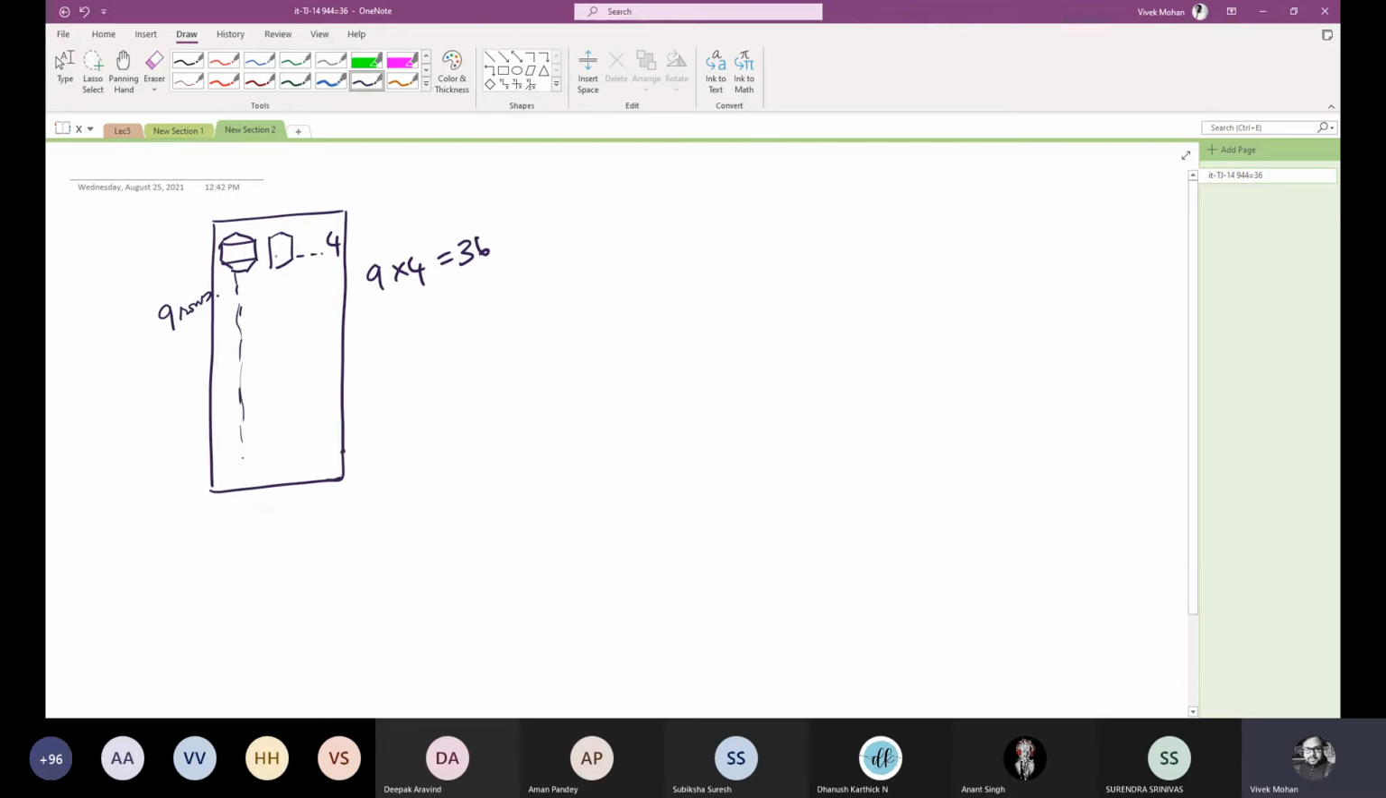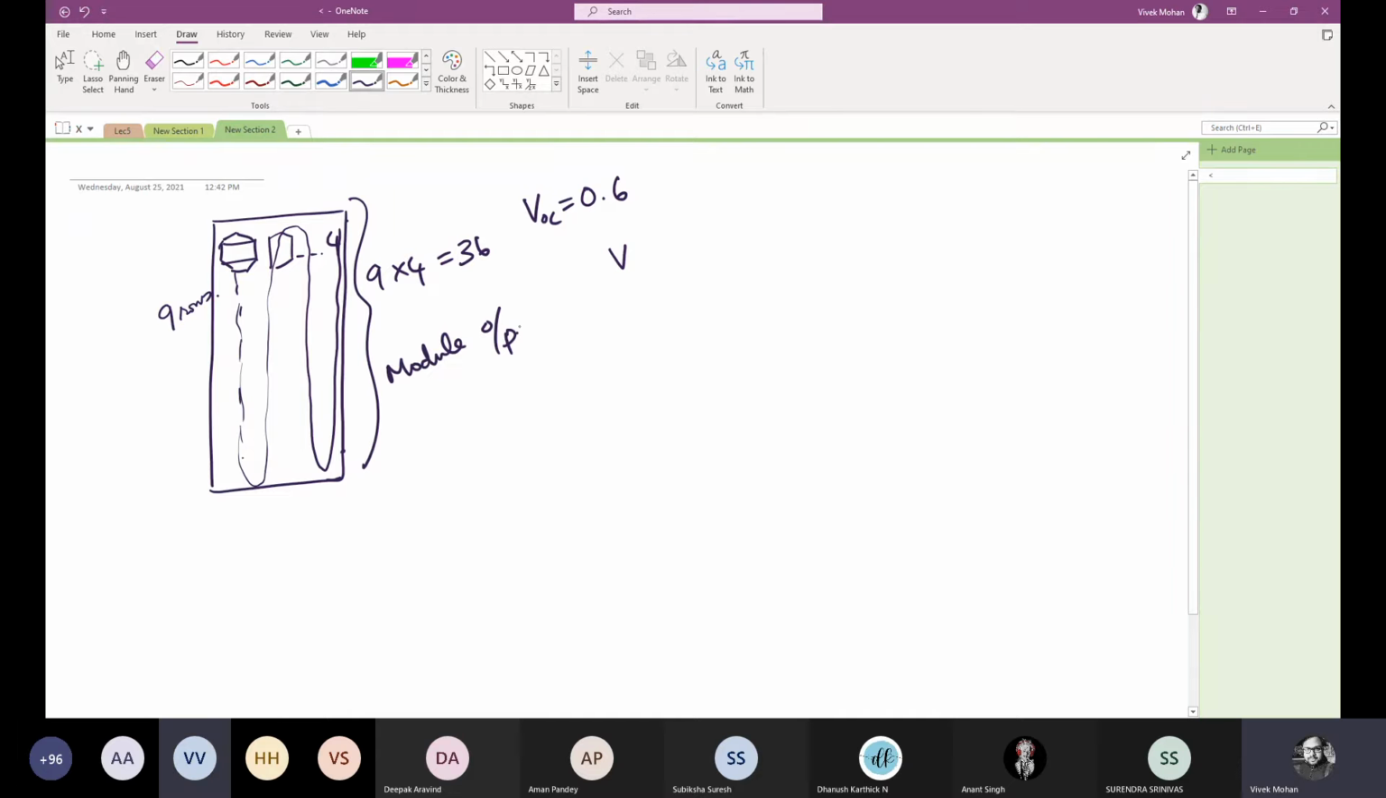So the connection is like this. They are connected in series. Then what is the total voltage now? If for one unit, VOC is 0.6 for one solar cell, then what is the total module output? The total module VOC equals 36 into 0.6 equals 21.6 volt.